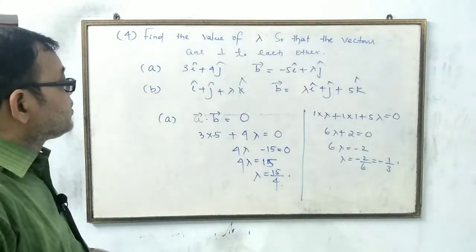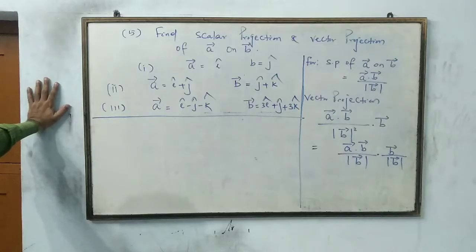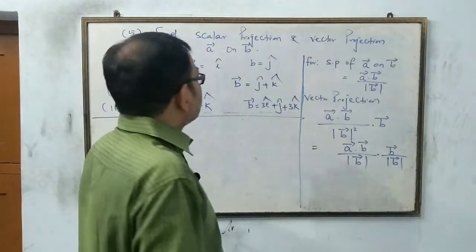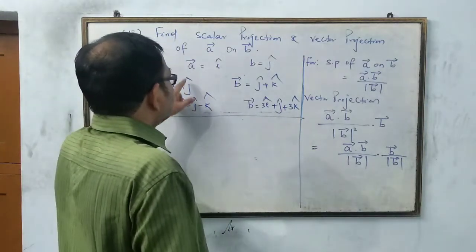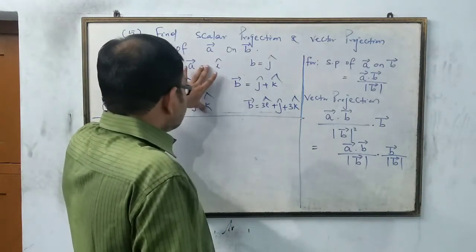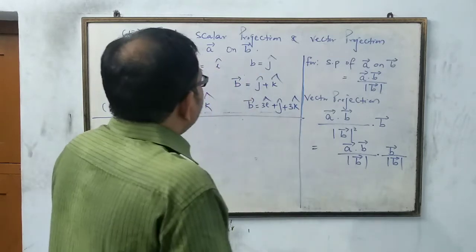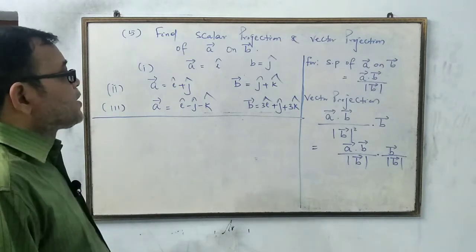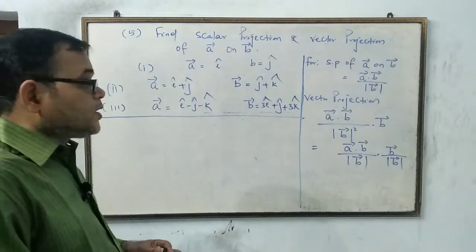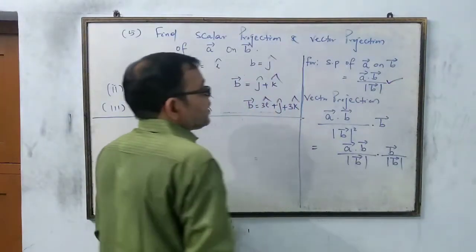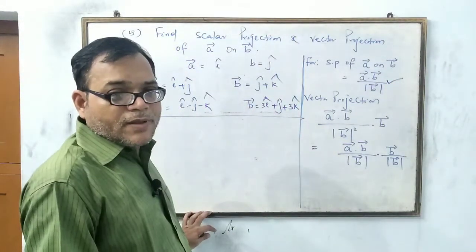Question number 5, before that pause the video. Question number 5: find the scalar projection and vector projection of A on B. There are 3 questions: A equal to I, B equal to J, and so on. But I have to find the scalar projection and vector projection. On the right hand side, I have written the formula. Scalar projection of A on B is equal to A dot B by magnitude of B.